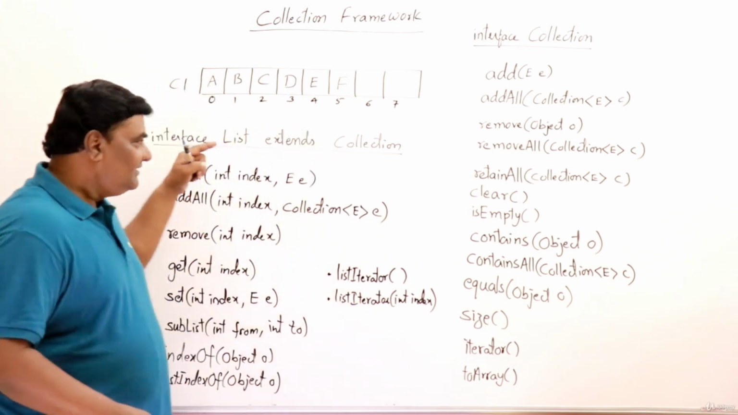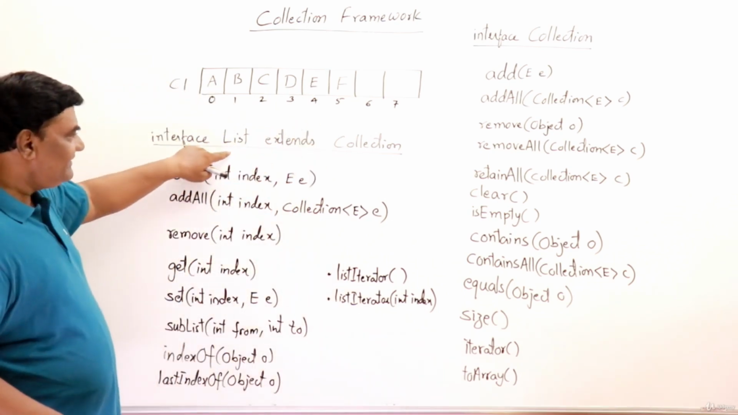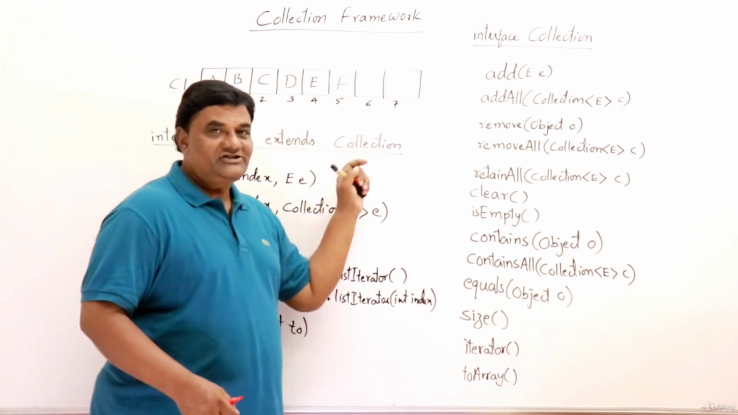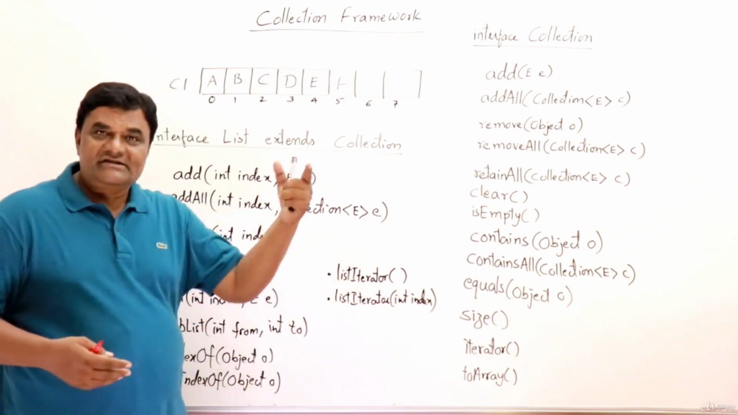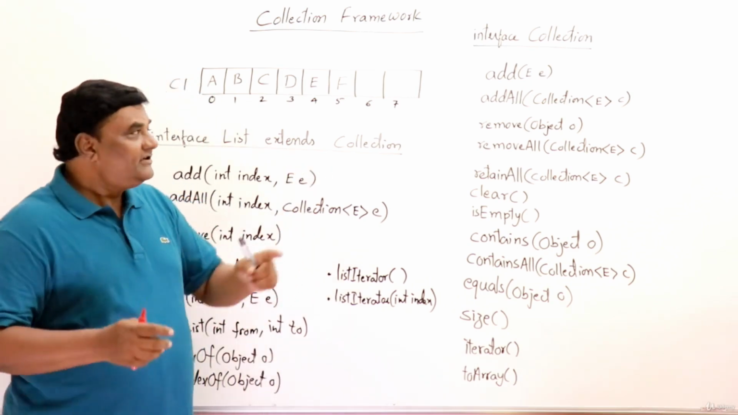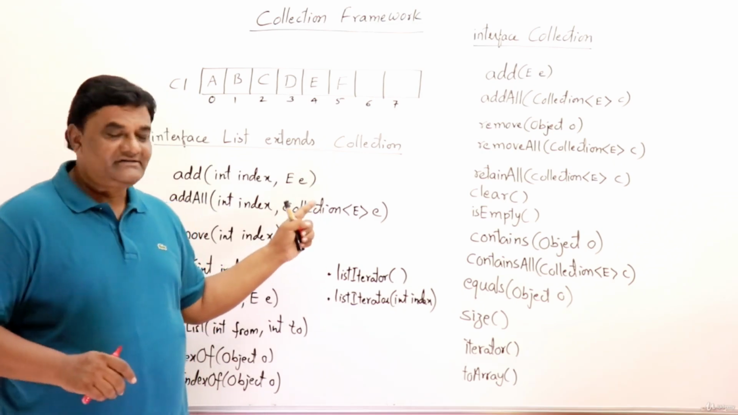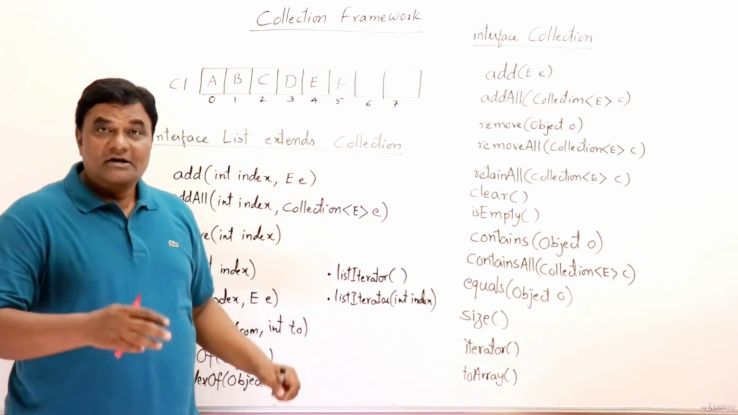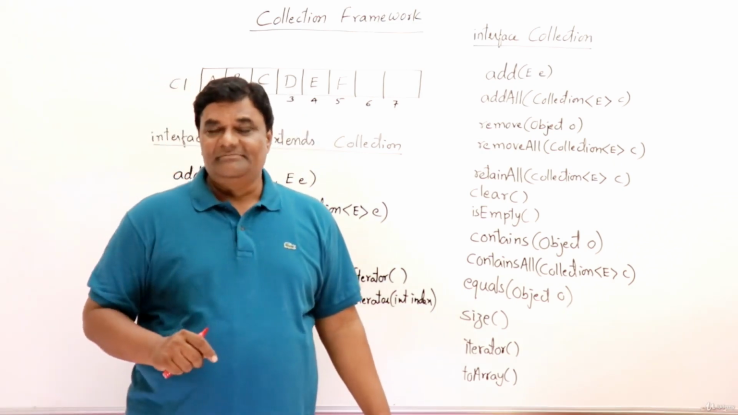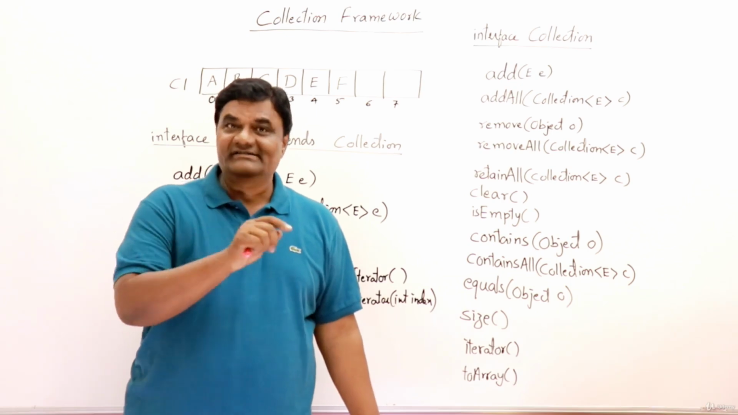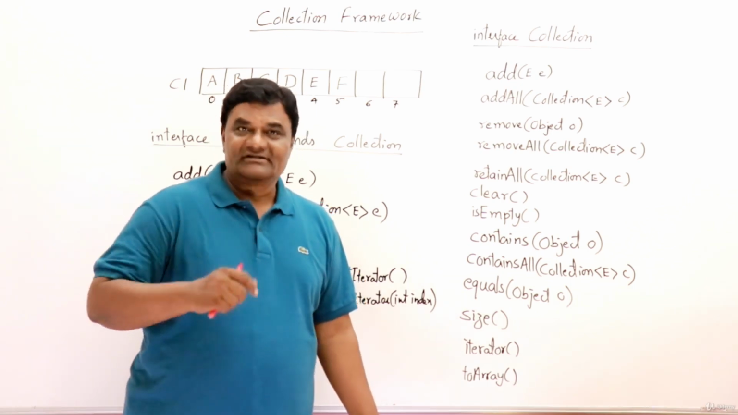So here I have the list interface. Interface List extends Collection. So whatever methods are present here, they are also present in the list interface. Everything is present, plus extra methods are there because it is ordered and indexing is there.